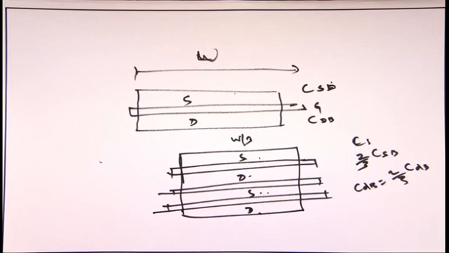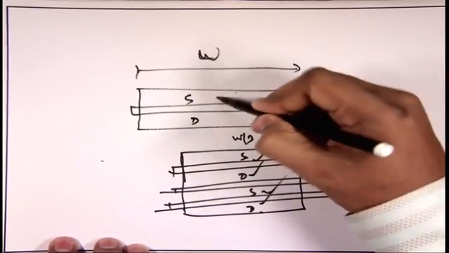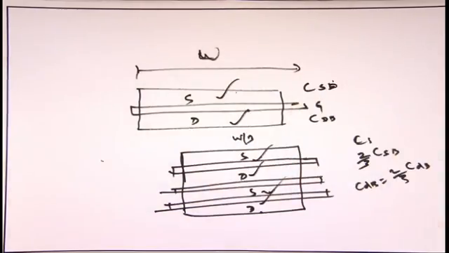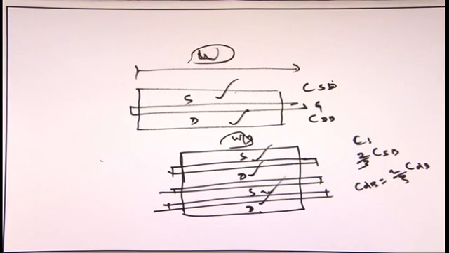No, capacitor depends on the W. Now W is reduced to 1 by 3, so capacitance is also reduced to 1 by 3. See, addition of all W: this is 2 sources and 2 drains, here 1 source, 1 drain. Here W, but here W by 3. W of the multi-finger transistor will be the addition of all W. Yes, so capacitance will not decrease.